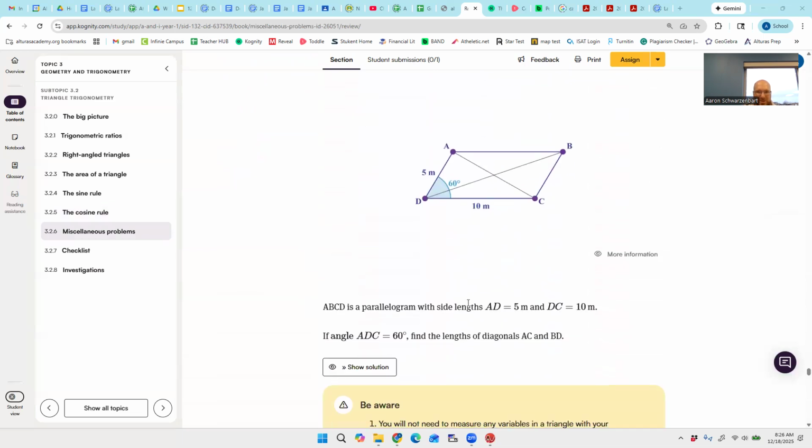So ABCD is a parallelogram with sides AD is 5, DC is 10, and angle ADC. Find the length of the diagonals. First one I'm going to find is AC. We'll call it little d. Oh yeah, we've totally combined these before.